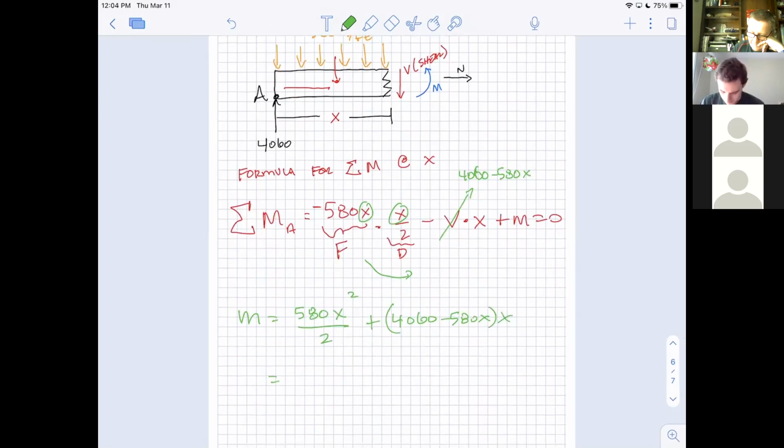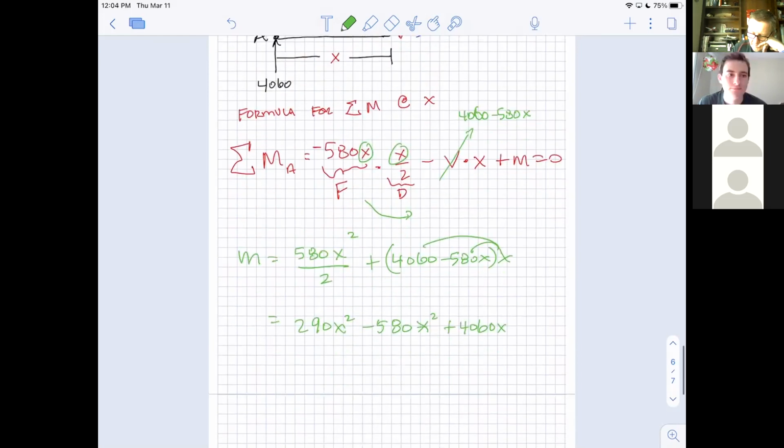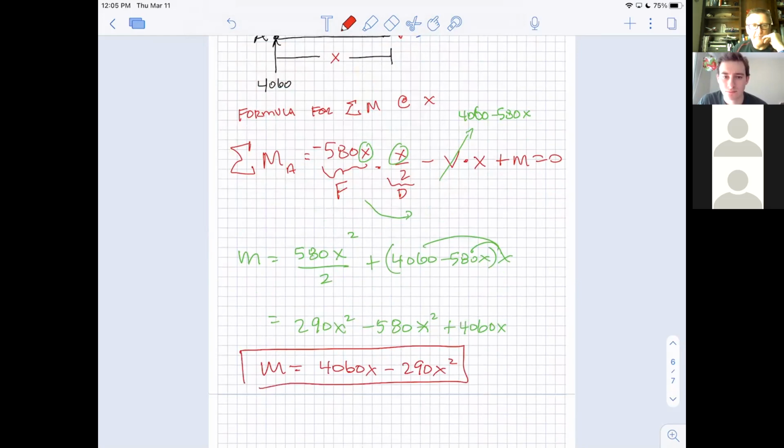So let's see, what is that? That's 290x squared, and then minus 580x squared because of this one, and then plus 4060x. So final answer, m equals, I guess that would be 4060x minus 290x squared. There's our moment equation. Hey, a parabola. That's interesting.